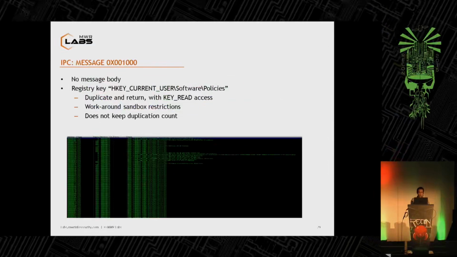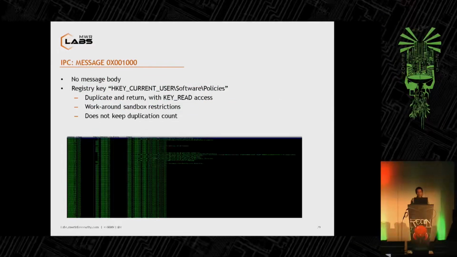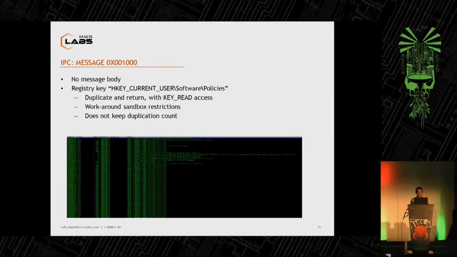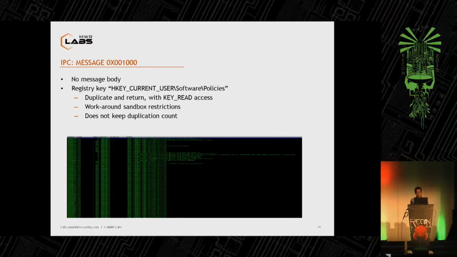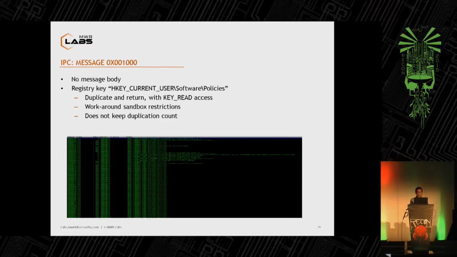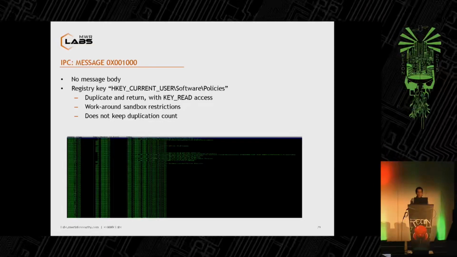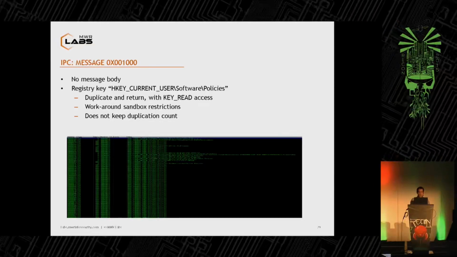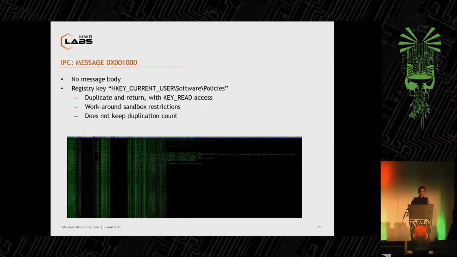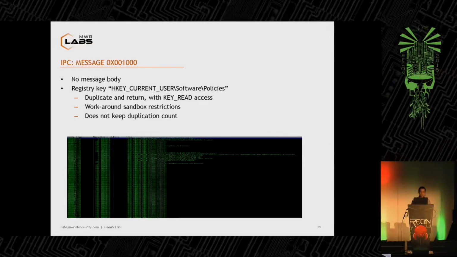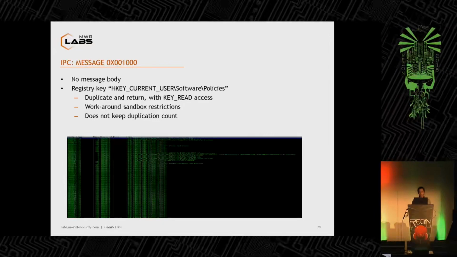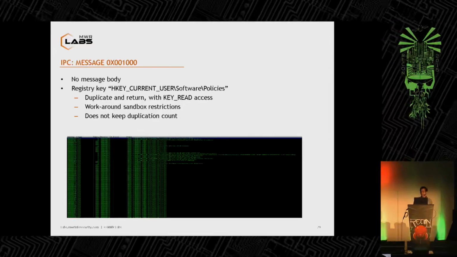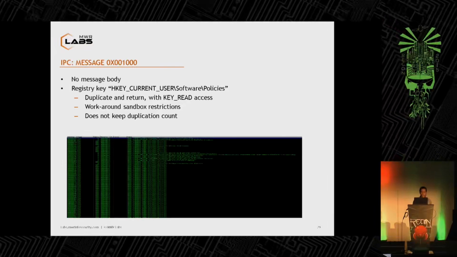So now we will look at some IPC requests, starting with the 001. This request has no message body, and all it does is for the broker to duplicate and return the current user software policies registry key with key read access without keeping account of the duplications. It is implemented as a workaround to the Sandbox registry key restrictions. This software policies key is usually used to define application policies as part of the group policy administrations.